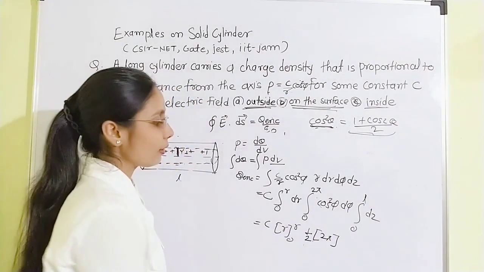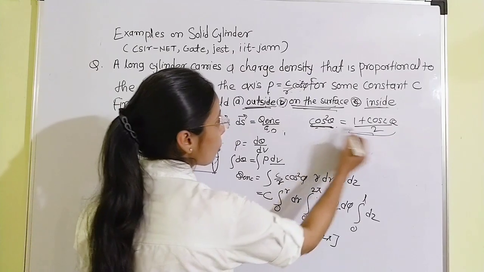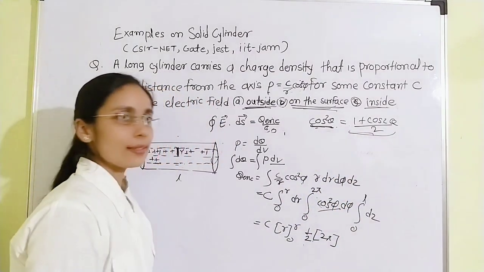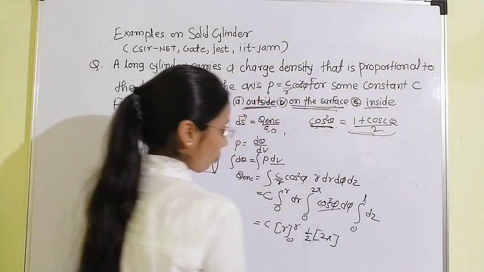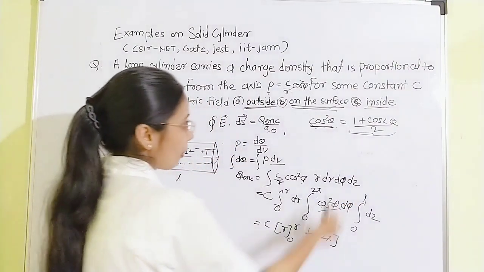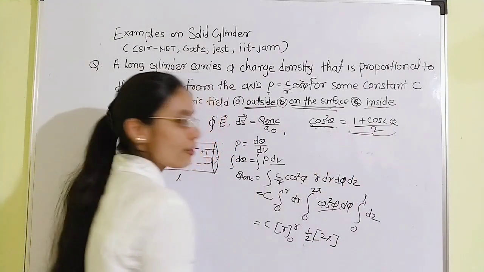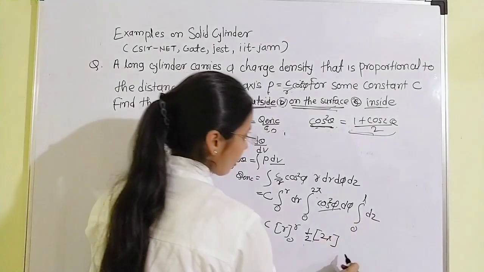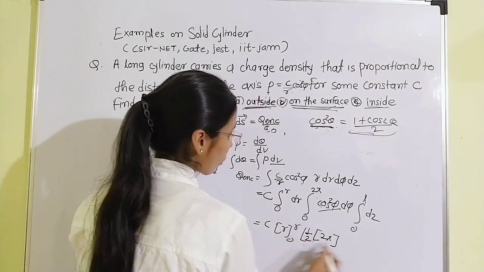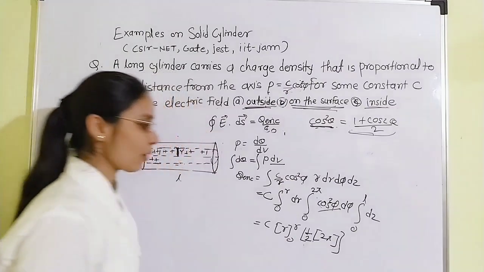Otherwise we can solve this by using this formula, that is cos square theta is equal to (1 plus cos 2 theta) by 2. Okay, if you solve it this way also, the answer will be the same. So this is a small trick, so we can write in this way.